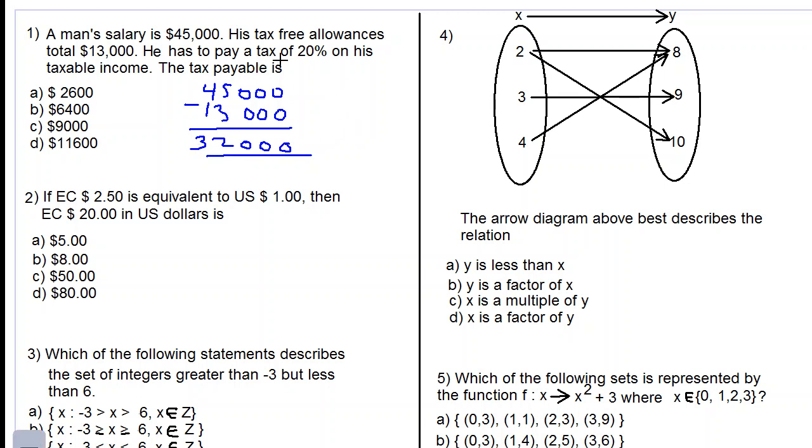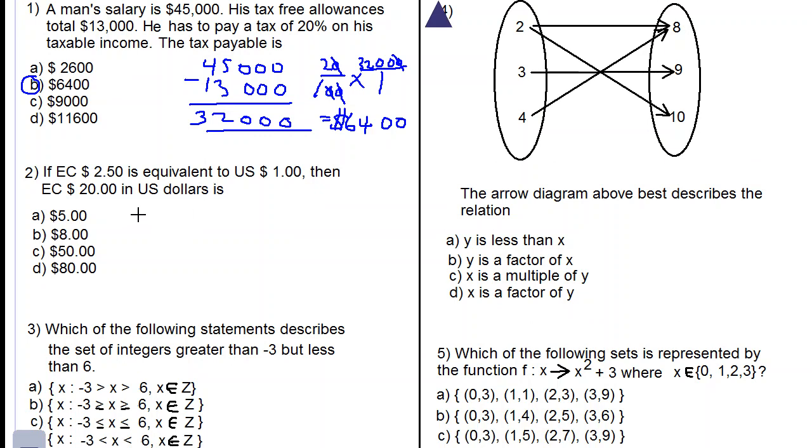Okay, we then have to find 20% of 32,000. So 20 over 100 by 32,000 over 1. So cancelling zeros, we have 32,000 times 2, which gives 3,200 times 2, which gives $6,400. Alright, so this is the amount of tax that he would pay. So the answer is B.